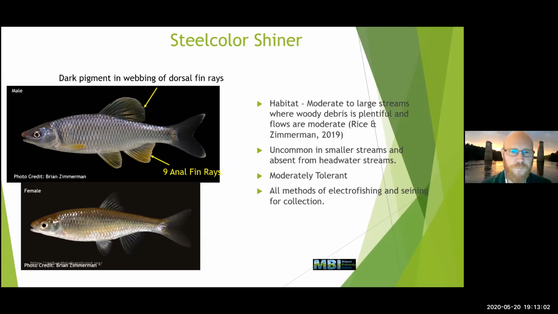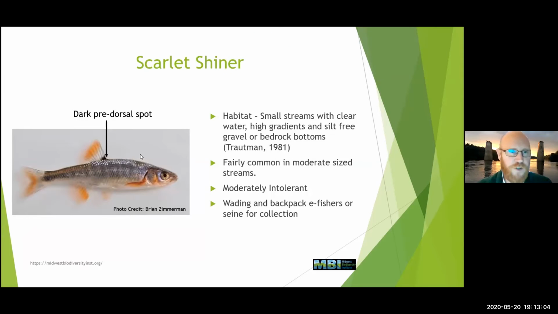Scarlet shiners. They kind of have the body shape of your emerald shiner or your rosyface. They have that arrow, a narrow body. But one of the big things about this species is that they will have this really dark spot on the front bottom of their dorsal fin, and it actually kind of goes out onto the body.